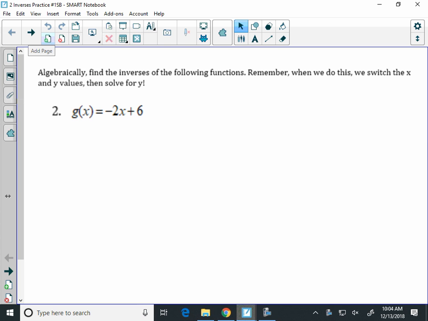This video is for the inverses practice number 1. I'm going to do just a few problems on this practice. If you need help on any other questions, check out the key that's posted on Canvas or ask your teacher for help. So we'll start with number 2 here.